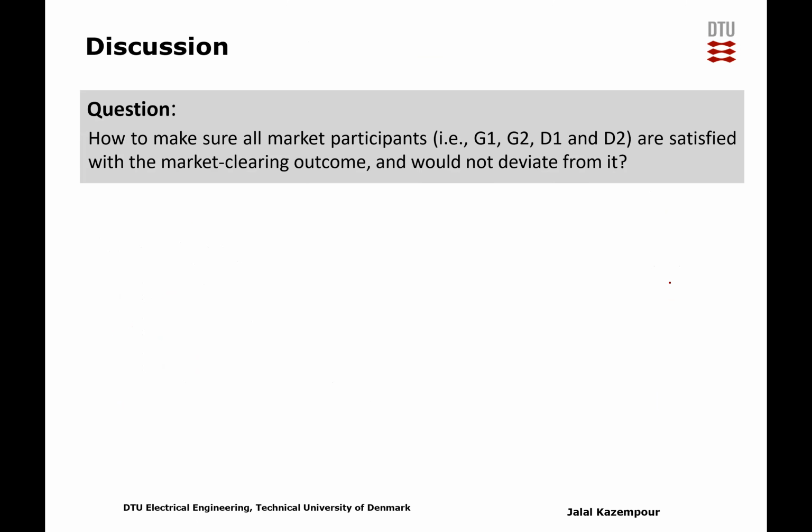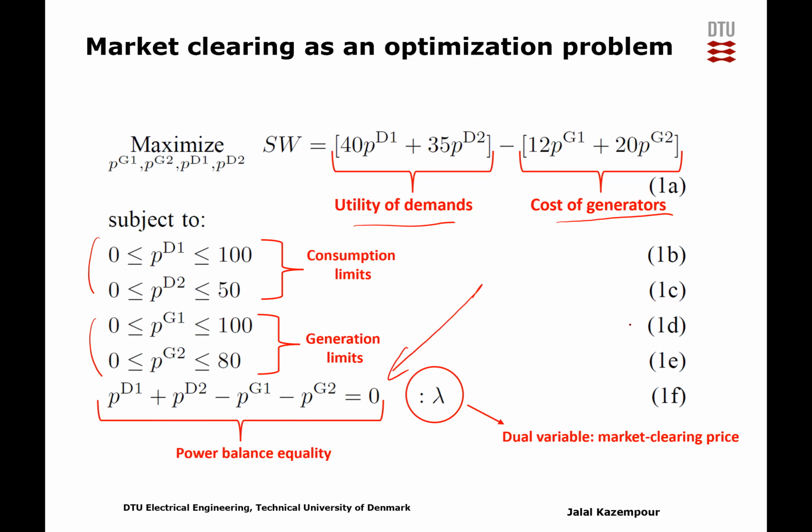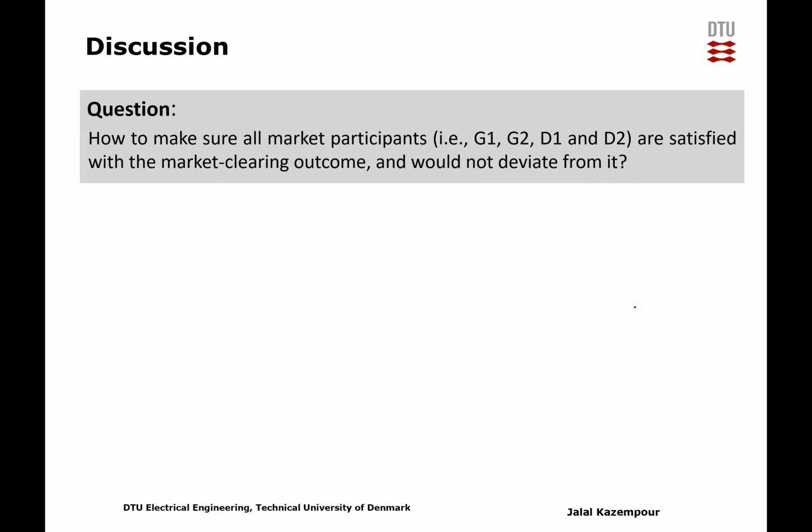But now I have a new question. You solved this market clearing problem, and now you told generator G1 you have to produce 100 megawatt, and generator G2 should produce, I guess, 50 megawatt. So the question is: how can we know that these four market participants, G1, G2, D1, D2, are happy with the market clearing outcomes and would not deviate from them?